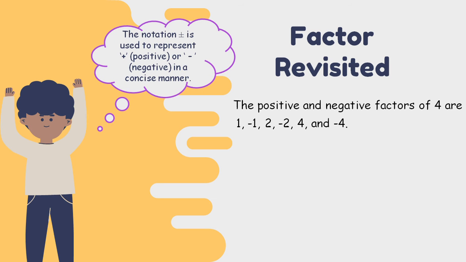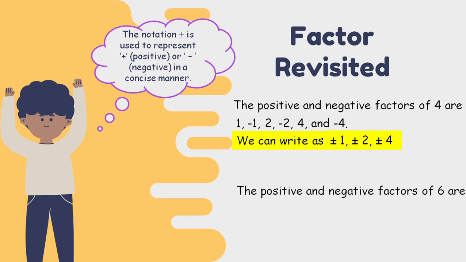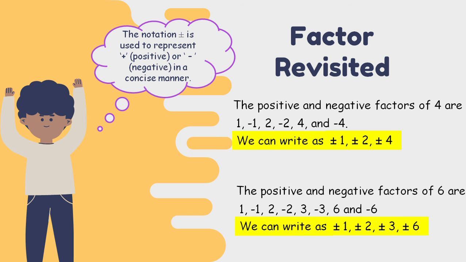Then we use this notation to represent positive or negative in a concise manner. So we can write it as you can see in the yellow box. Next example, how about the positive and negative factors of 6? There are 1, negative 1, 2, negative 2, 3, negative 3, 6, and negative 6. And then you can write it like this.